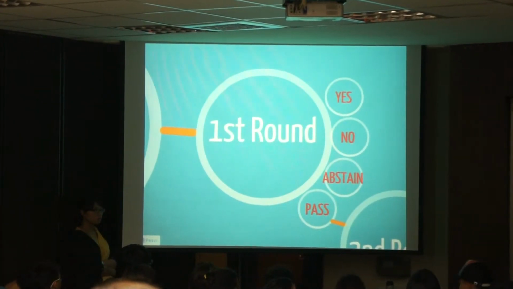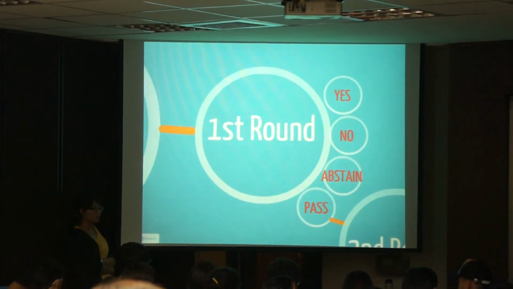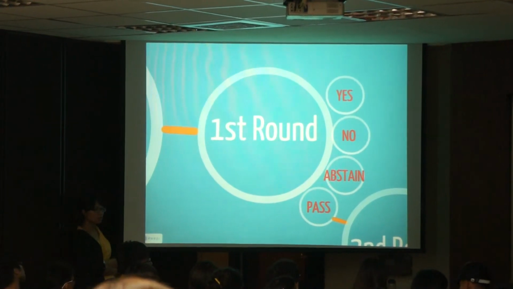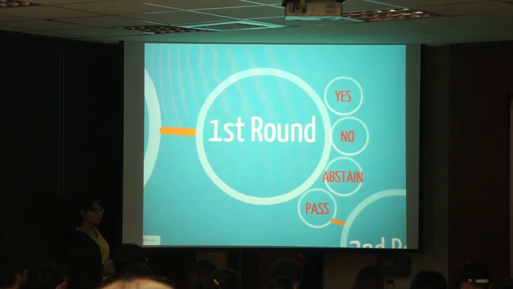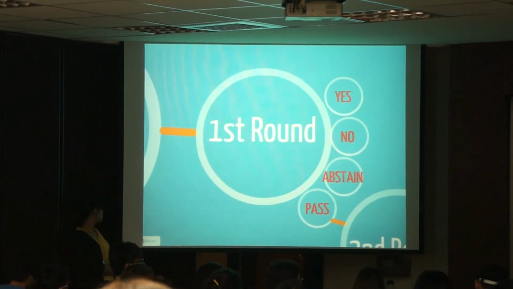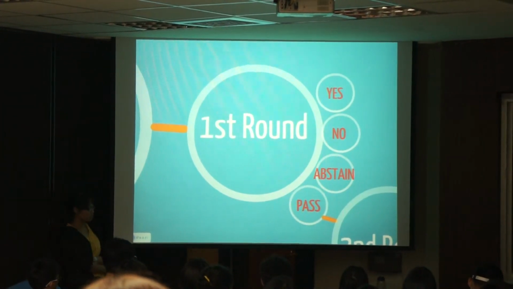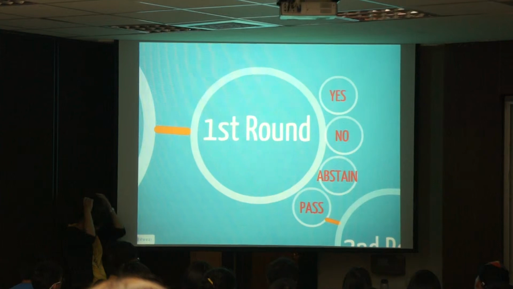So in the first round, when the chair calls upon you, you have 4 choices. One is yes, that means you support the DR. And one is no, which means you're against the DR. And one is abstain. What is abstain? Abstain in Chinese is 弃权, which means you give up the right to vote. And one is pass. What is pass?